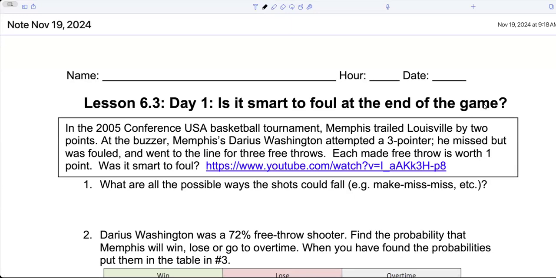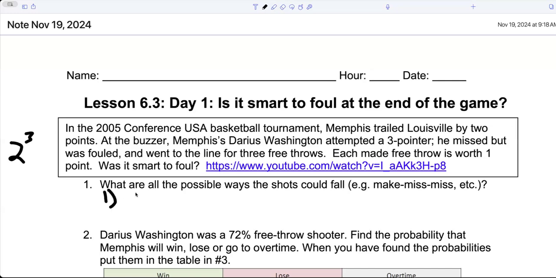So, first, it says, what are all the possible ways the shots could fall? So what are the possible outcomes? He either makes it or he misses it. So there's 2 possible outcomes. And there's 3 of them. So it's going to be 2 raised to the 3rd power. So there's 8 different outcomes. Okay, so let's list those.